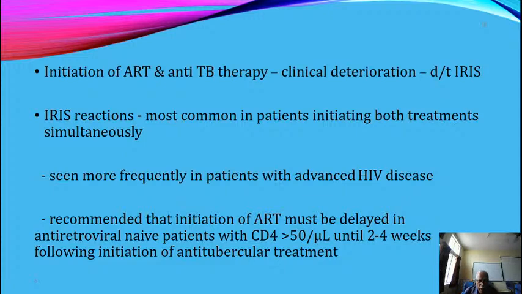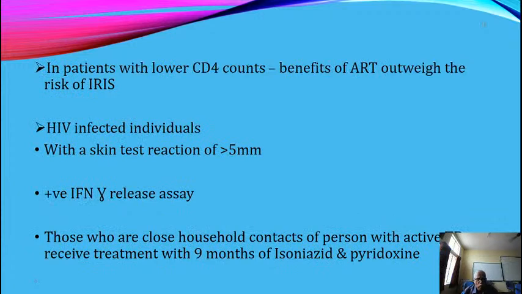So always keep IRIS in your mind before you start. If you start late ART, the patient goes into IRIS very easily. Suppose the CD4 count is low, the viral load is high, and you start treating with ART, they will go into IRIS. So that is the reason you should start ATT as early as possible after confirming with a test like IGRA, interferon gamma release assay.